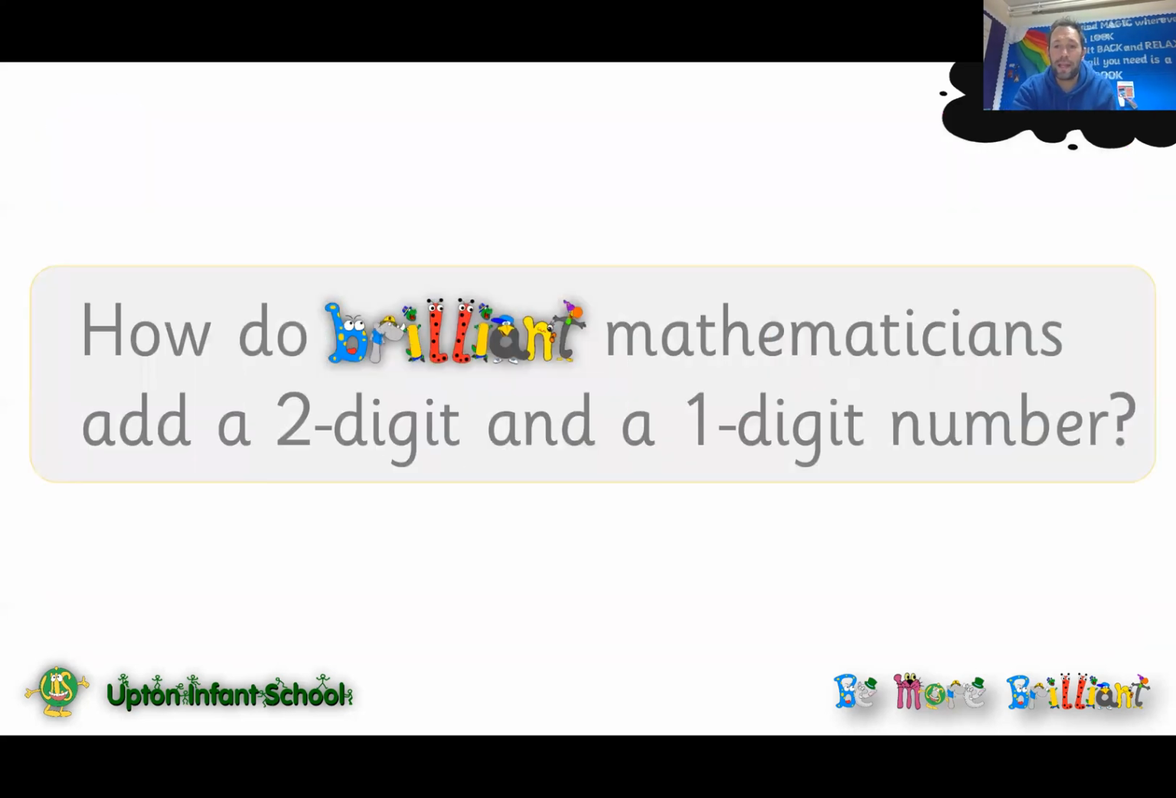That brings us to the end of today's lesson. We've been adding together 2-digit numbers and 1-digit numbers, and tomorrow we're going to go on to adding together 2-digit numbers.